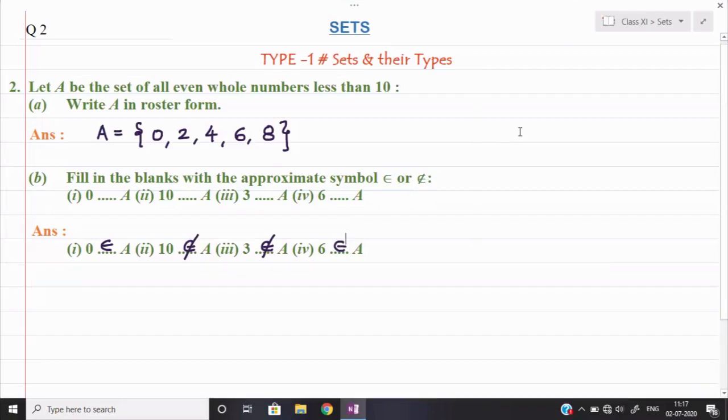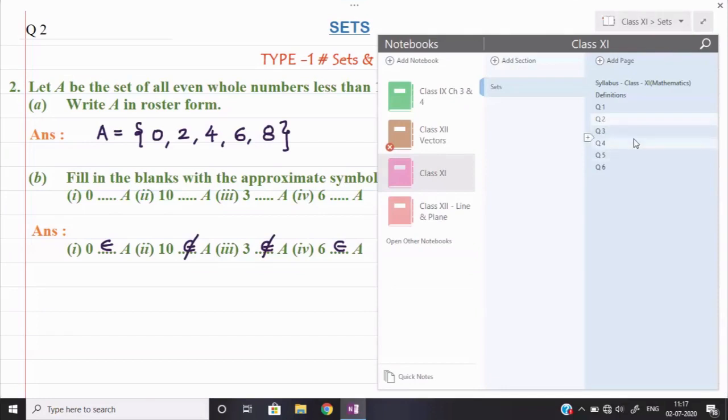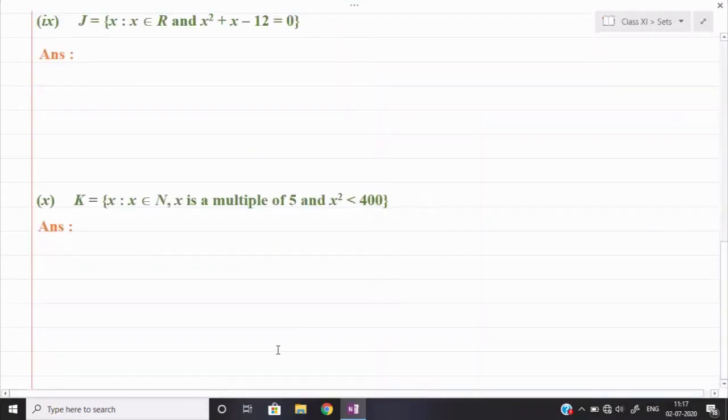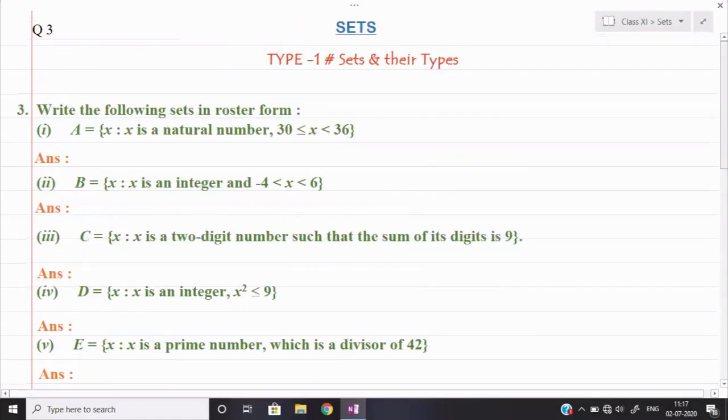Now, similarly, let us see the question number third. In the third question, they are saying write the following sets in the roster form. Okay, roster form means the set is given in the set builder form and we have to convert them into roster form. Similarly, the next question will be given to us in roster form and we have to convert into set builder form. So let us see how we can convert them into roster form.